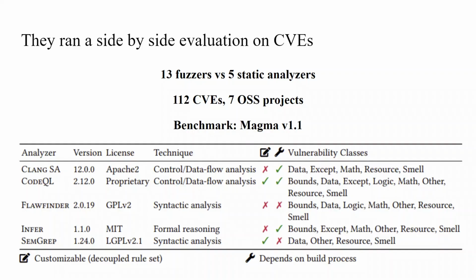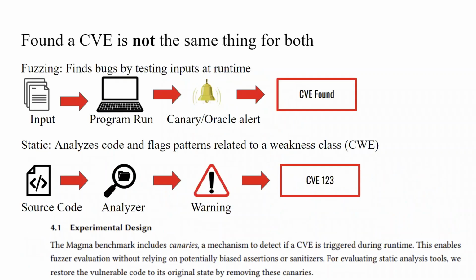Now, one important thing to point out before I talk about results: you have to know what it actually means to find a vulnerability. Of course, with fuzzing, you're executing the program. If the program crashes or hits a bug, that's very deterministic. You're able to reproduce it, you can debug it, and you can make a test case around it.